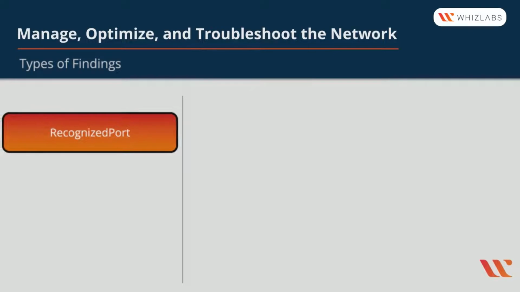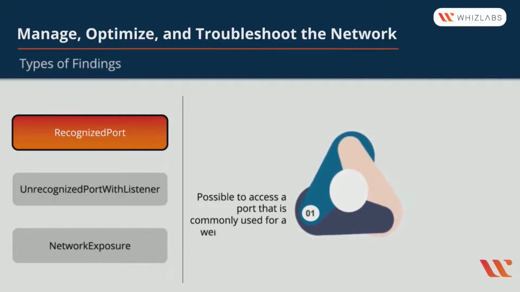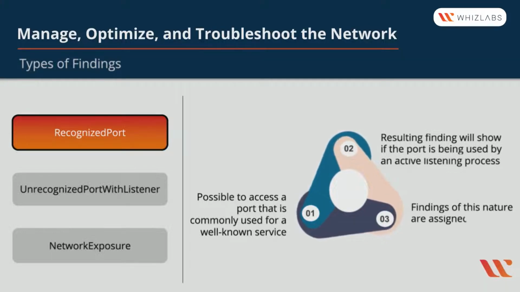Let us see recognized port. It is a possibility to access a port that is commonly used for a well-known service. If an agent is installed on the target EC2 instance, the resulting finding will also show if the port is being used by an active listening process. Findings of this nature are assigned a severity level based on the well-known service's security impact.